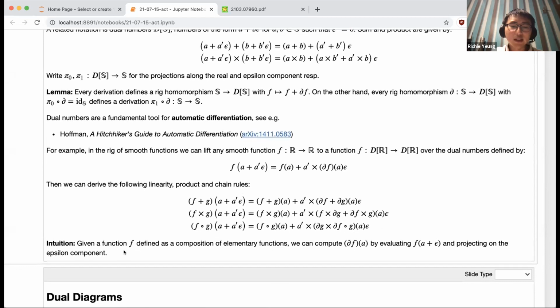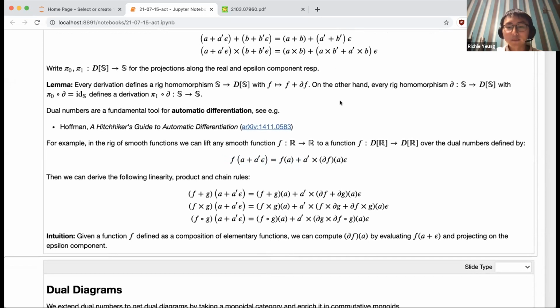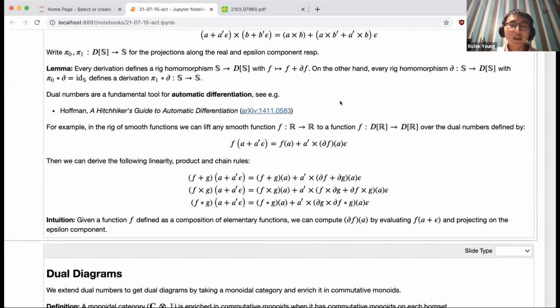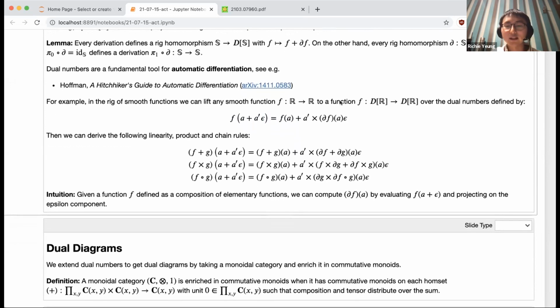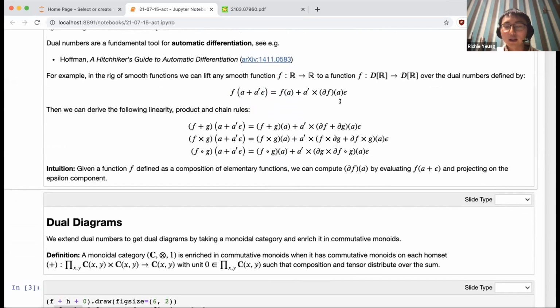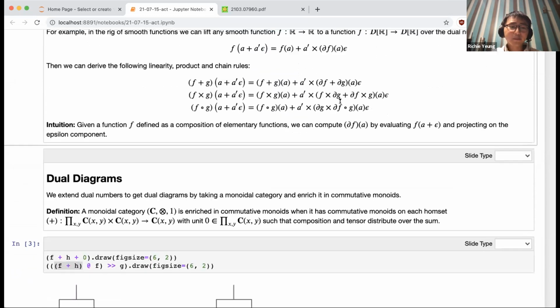And the intuition here is that to actually perform automatic differentiation on f at a, all you need to do is evaluate f of a plus epsilon using, say, this rule and the dual number rules, and then project the epsilon components. We'll see this a bit more later on when we extend it to diagrams, and then I'll show how it's done in the code.